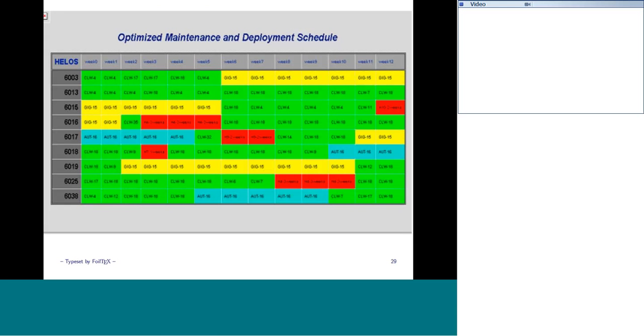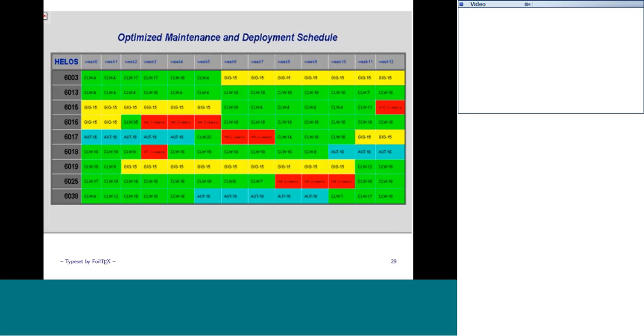So this is what one of the schedules looked like. The green is where the aircraft were at Clearwater, CLW, and the red is when the aircraft are in maintenance. Some weeks you see 1 aircraft in maintenance and some weeks 2.